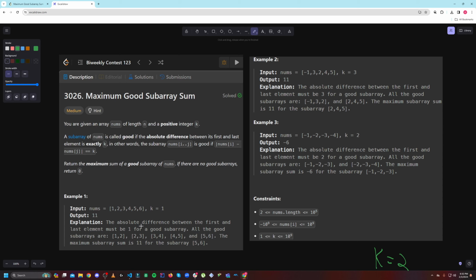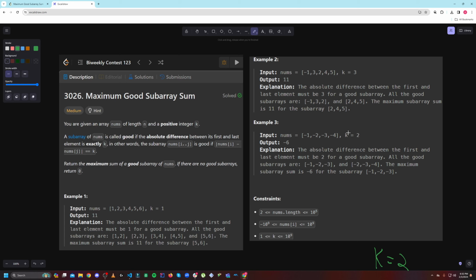So here's the first example, and they show you what all the valid subarrays are. You can see that the difference between the first and last element in the subarray is 1, and the biggest subarray is 5, 6. So you want to return the sum, which is 11. And in the second example, there are a bunch of subarrays as well. The biggest subarray sum is 2, 4, 5, and that gives you 11 as well.